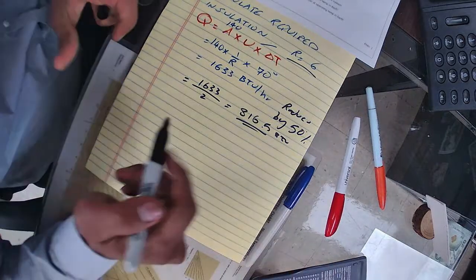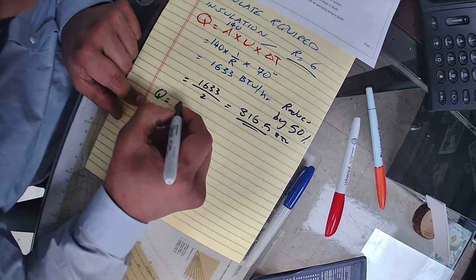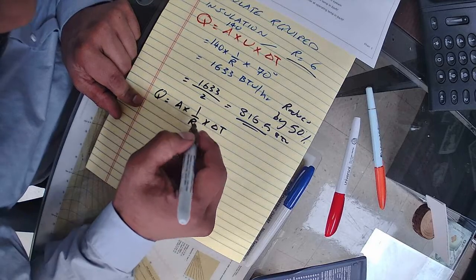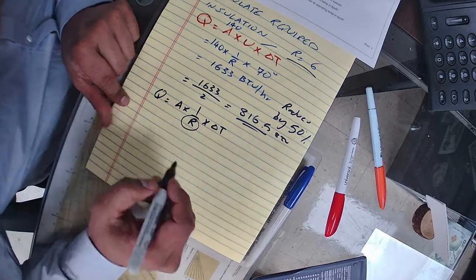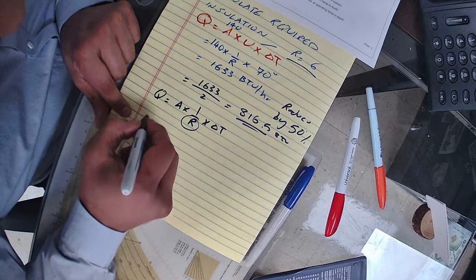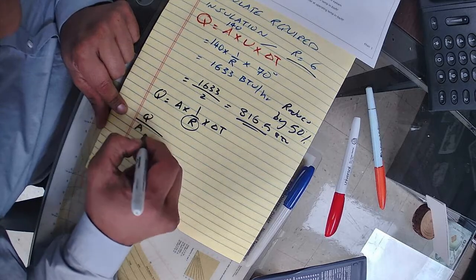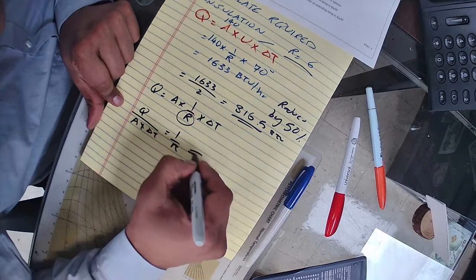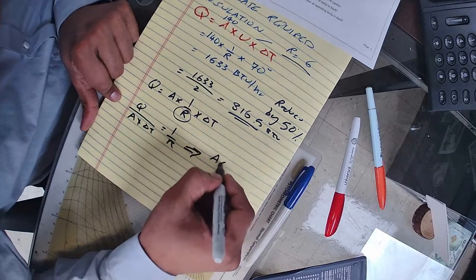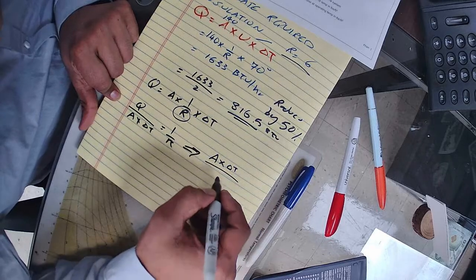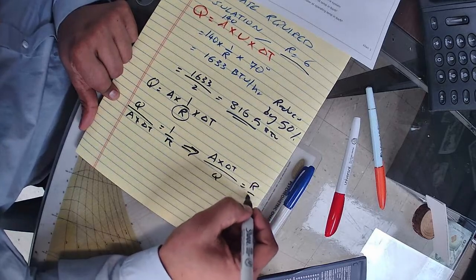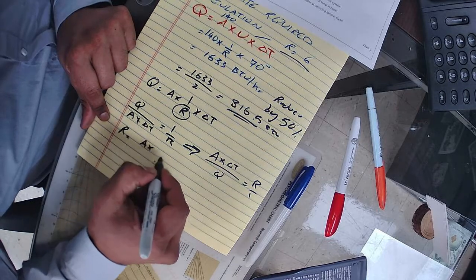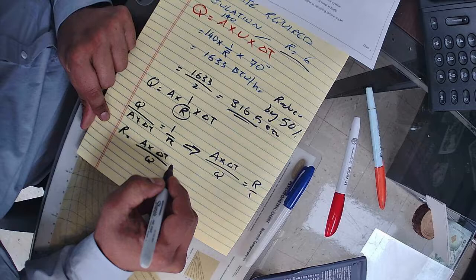So if we look here, Q equals A times 1 over R times delta T. If I want to solve for R, I will manipulate this to be Q divided by A divided by delta T equals 1 over R. If I flip both sides, it's going to be A times delta T over Q equals R over 1, which is R. So R equals area times delta T over Q.